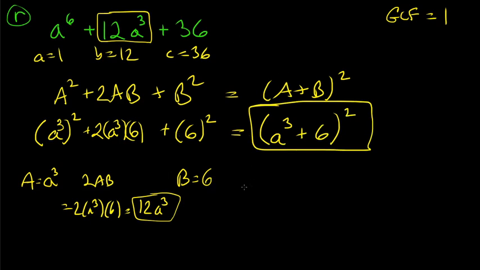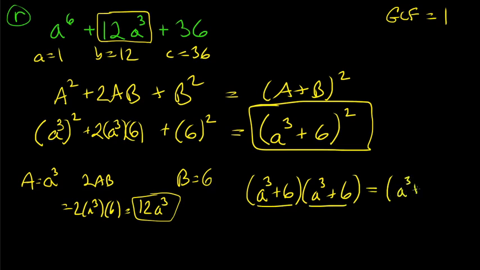Again, if you use the AC method, you might end up with a cubed plus 6 times a cubed plus 6, which is fine. It's just a repeat, right? You're just repeating the same factor. When you repeat the same factor, you really should square the whole thing.